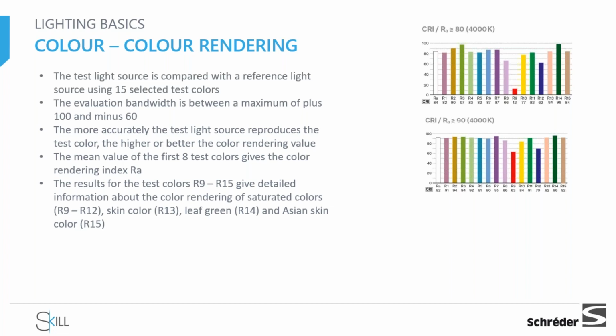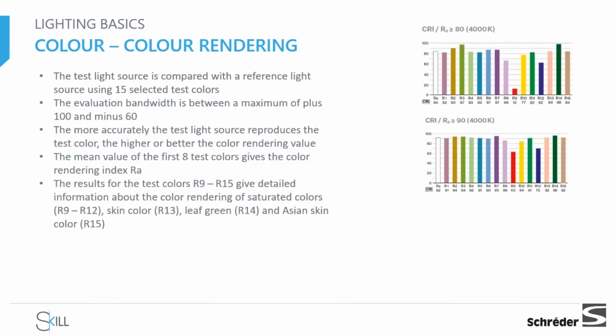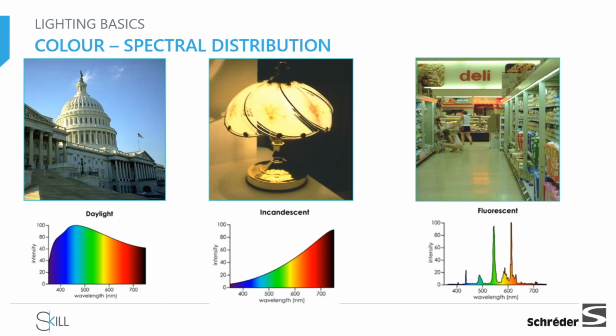For some other applications where it's also very important to have the red, yellow, and some of the other colors, they are going from R9 on the graph, if you see here, up to R15, and they are giving values for those. What we see so far is that the spectral distribution is very important.